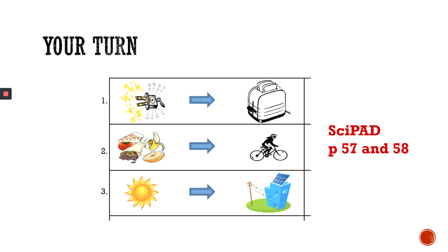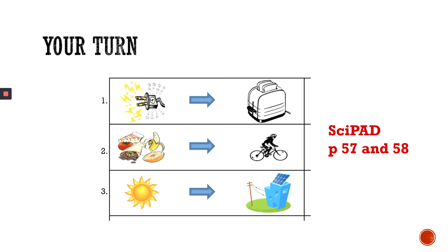Now, question 2. Here we have pictures of food, and that represents chemical potential energy stored in the food. The chemical potential energy is transformed into kinetic energy as the person cycles, and also the kinetic energy can transform into heat energy as the person starts to get hot and heats up as she continues to cycle.